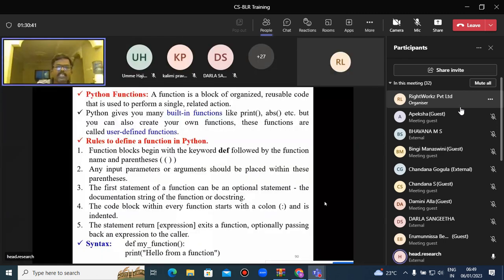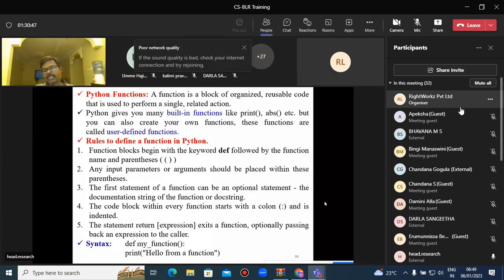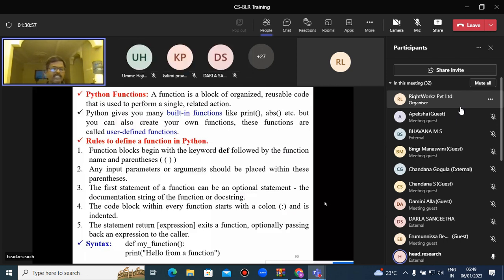we need to use def, function name, parenthesis begin, parenthesis close. The syntax is def space my function. You can write the name, a user defined function. My function is user defined, parenthesis begin, parenthesis close, colon. Then it is followed by the statements, print hello from a function, like that.